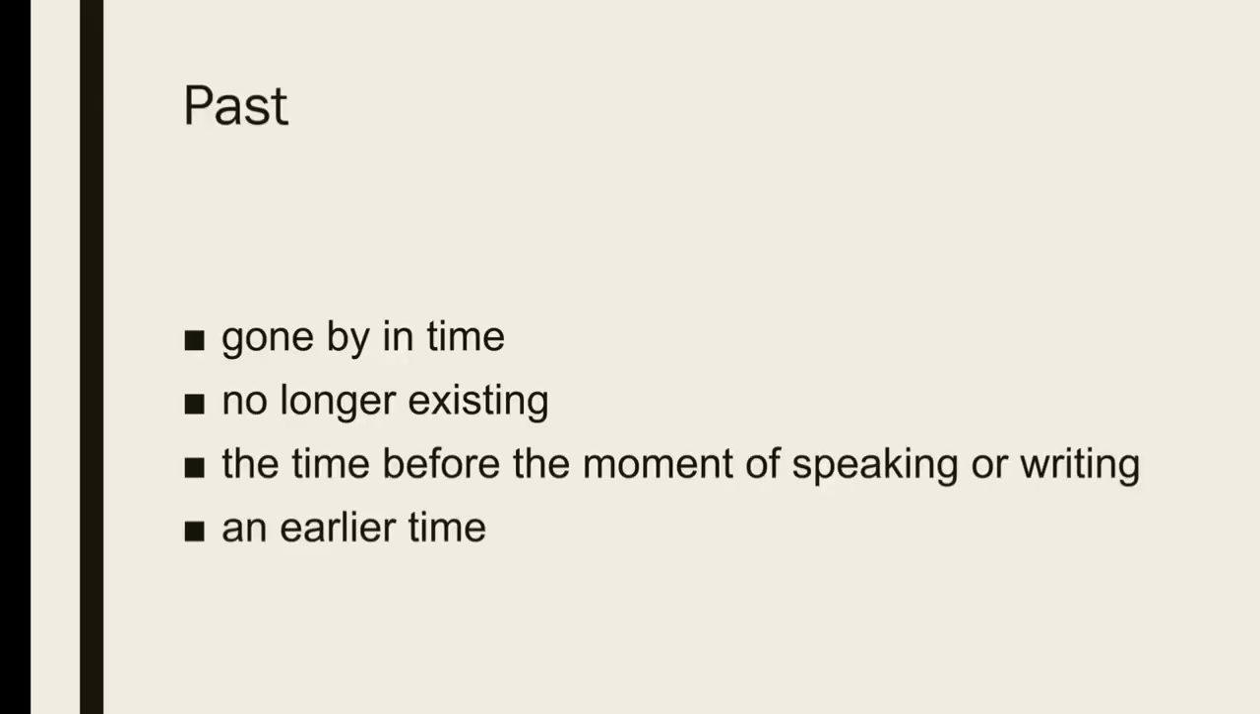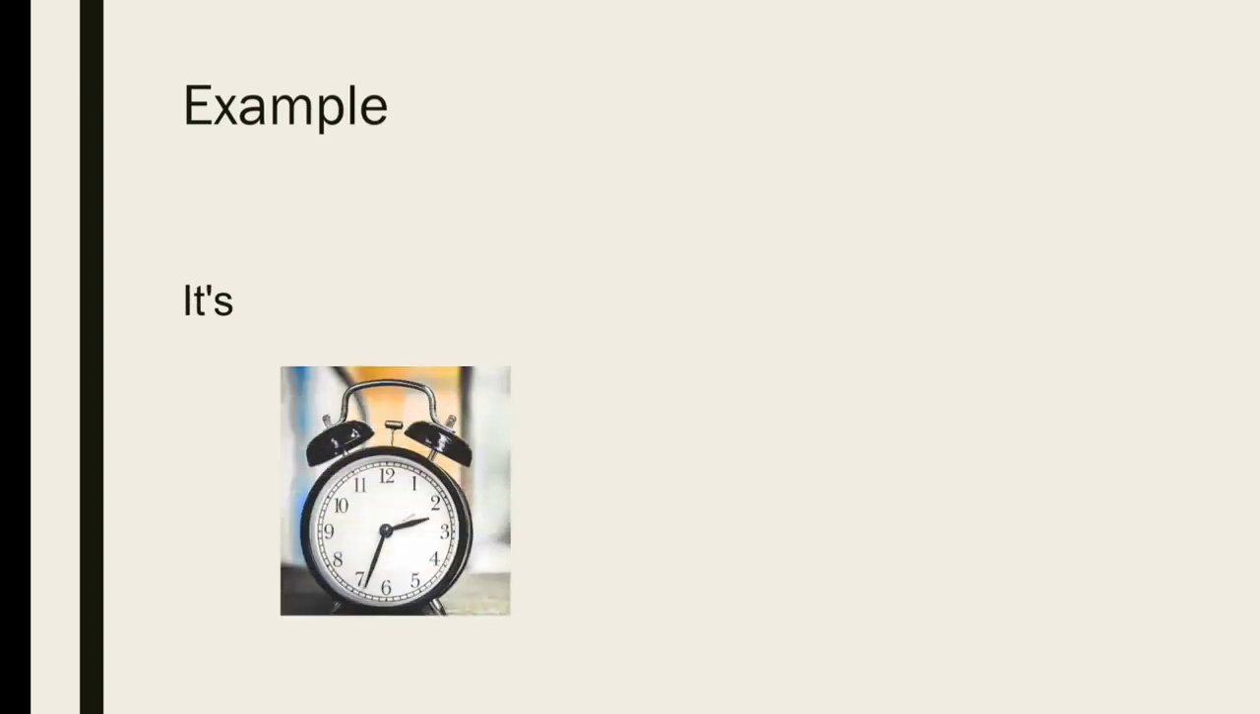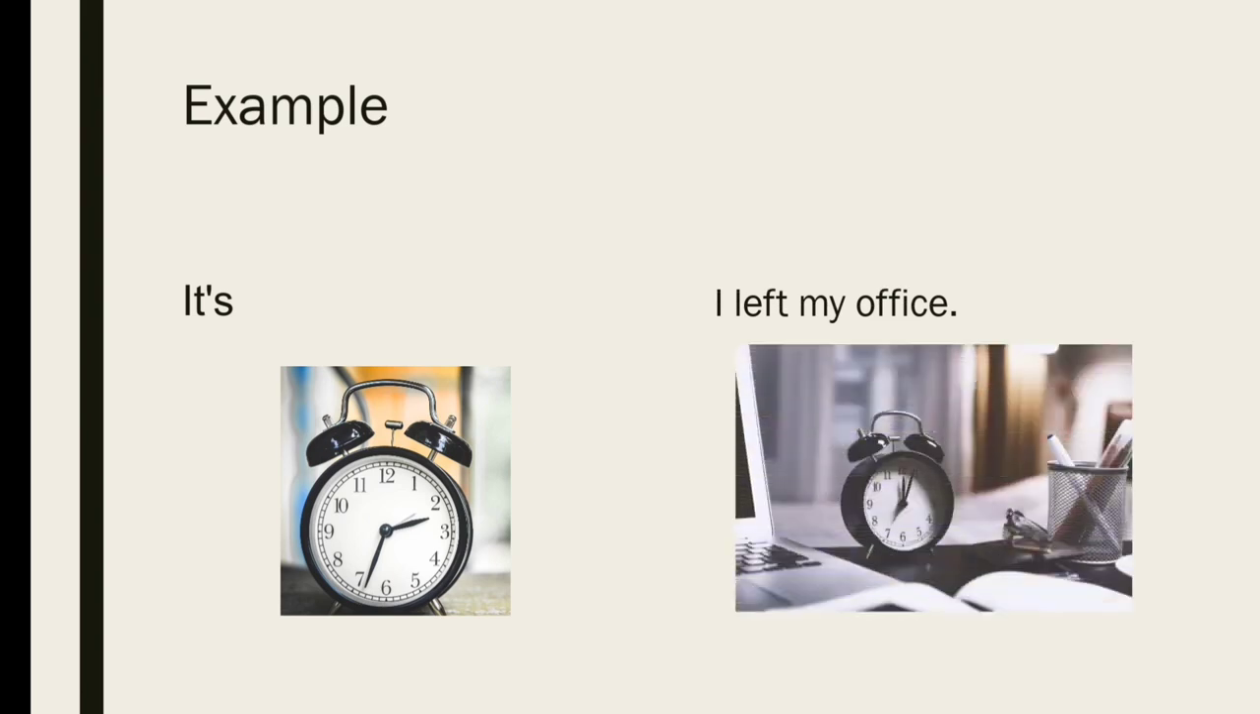Let's see what is past. Gone by in time, no longer existing. The time before the moment of speaking or writing, and earlier time. Let's see the example. It is 2:35 approximately. And I left my office at 12:05. It means I am talking about past in second picture on which the time is 12:05 in the clock.